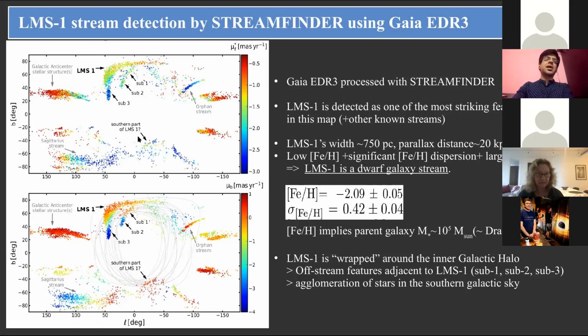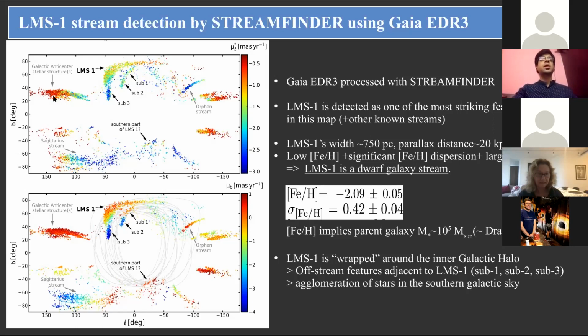You can also see this southern agglomeration of stars, and this curve that I'm showing here is basically the orbit of LMS1. And you can see that parts of this orbit also pass through sub-3, sub-2, sub-1, and also through the southern agglomeration of stars. And this basically implies that these sub-3, sub-2, sub-1 are probably multiple wraps of LMS1 that you can see here. And also the southern part of LMS1 additionally supports this idea that perhaps the entire LMS1 stream is wrapped around the inner 15 to 20 kiloparsec of the inner Milky Way halo.